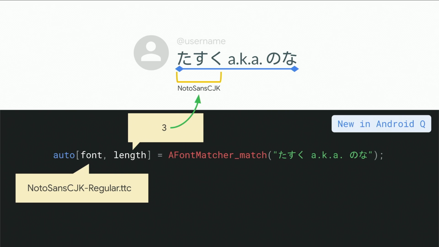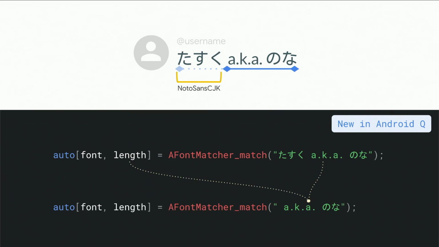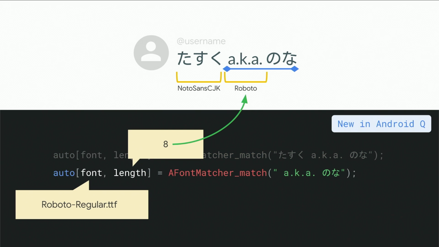OK, now we know the font for the first 3 characters. What about the remaining ones? Since we know the first 3 characters, let's advance the search range, in this case, starting offset by 3. Then call the same function again. On the second time, this API returns font Roboto Regular and length 8. Again, this 8 means the next 8 characters, which in this example include a white space, can be rendered with the Roboto Regular font.